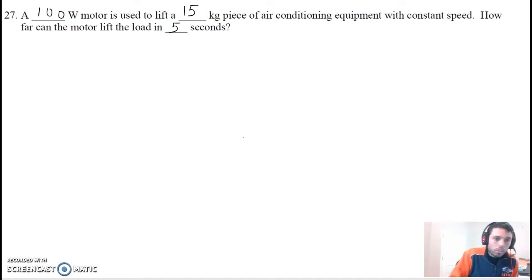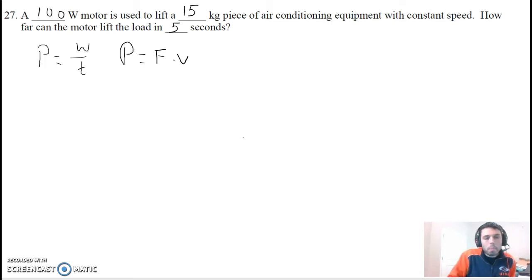All right, now there's a couple ways to find power. Power equals work over time. You can also find power by doing the force times velocity. But the question is asking us how far can the motor lift the load, right? How far? That's displacement, right? That's x. We're looking for x here. How far can we pull up the piece of equipment? All right, so this is kind of a multi-step problem. We've got to think about what we know, and it's going to be a two-step problem.